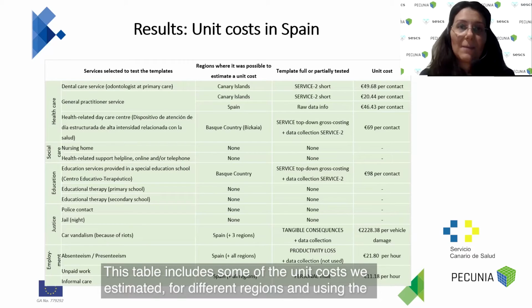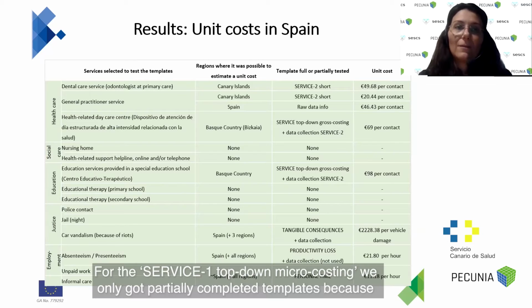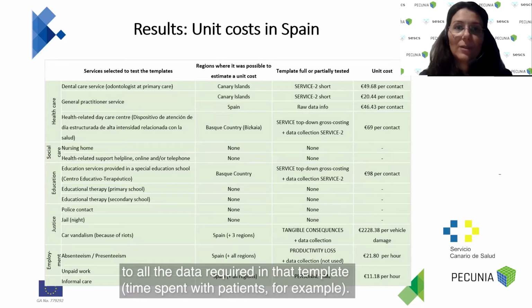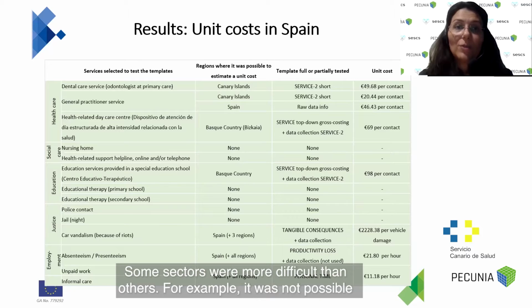This table includes some of the unit costs we estimated for different regions and using the PECUNIA templates, and the services whose unit cost was not possible to estimate. For the Service 1 top-down microcosting, we only got partially completed templates because this template is too demanding in terms of data. Our contacts said that they did not have access to all data required in that template, time spent with patients, for example. Some sectors were more difficult than others.